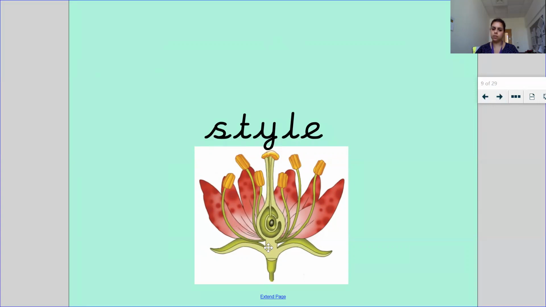Can you remember what that bit's called down here? It begins with an O. It's the ovary. Good. So this bit here is the ovary. And in this picture, we've only got one egg, but there would obviously be more than that.